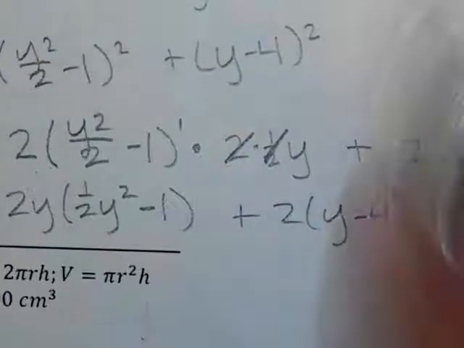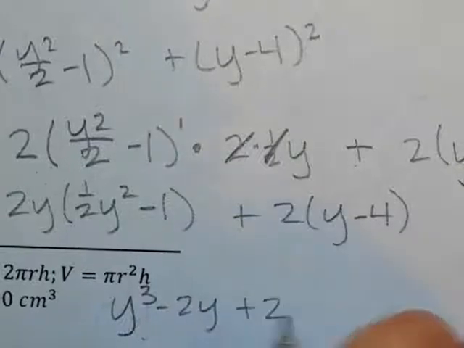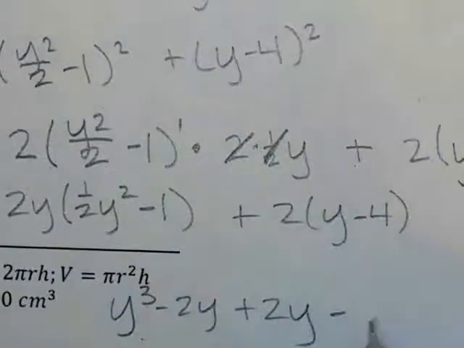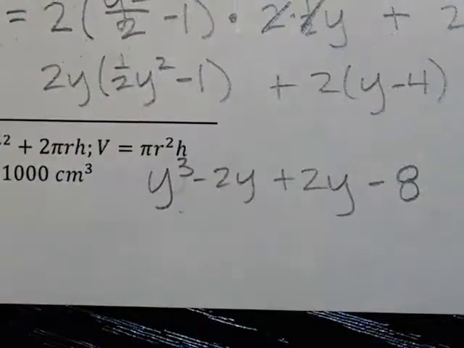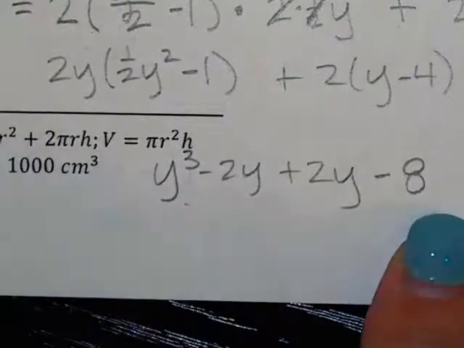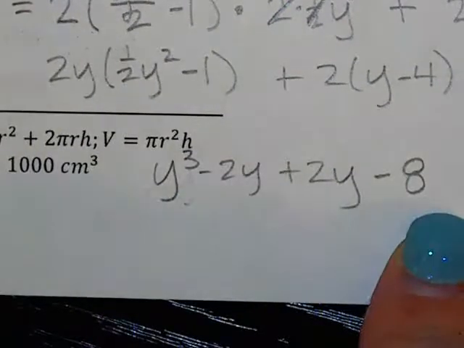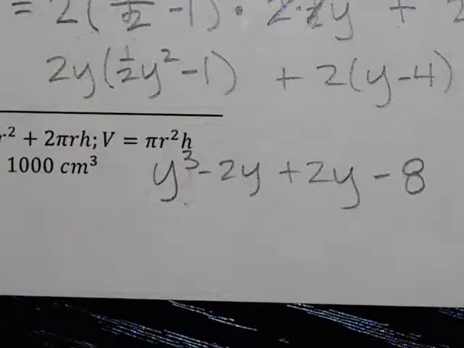Okay. So that's my derivative once I've multiplied everything out. And then what do I do with my derivative? To find a maximum or a minimum, set it equal to 0, right? Because I'm finding my critical points. That's how we always find a maximum or a minimum, is we find our critical points. So set it equal to 0.